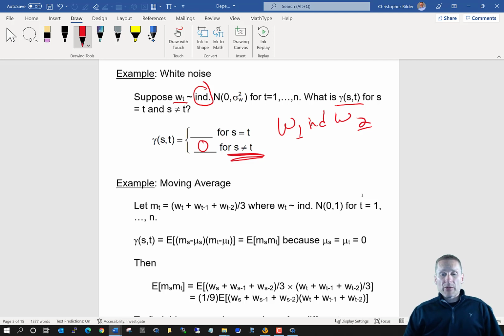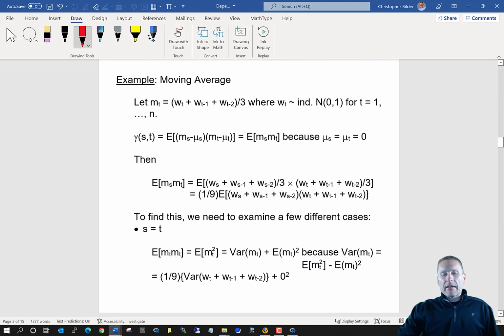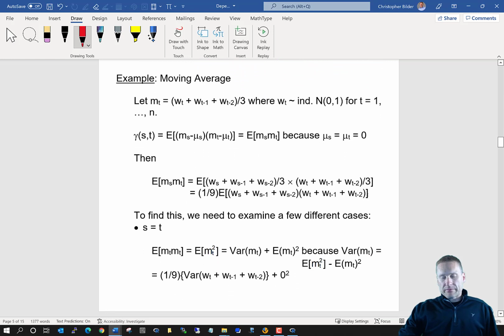Now when the subscripts do match, now you're in a variance. You have a variance, so that variance would be sigma squared W. Okay, so that obviously is quite easy.